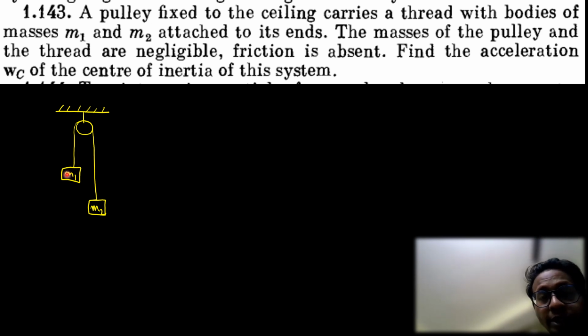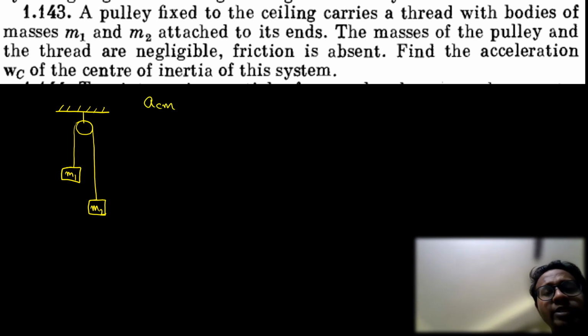The question is saying that when both of these masses are accelerating, find the acceleration of the center of mass between these two masses. And whenever any problem of center of mass comes up, so what is center of mass?